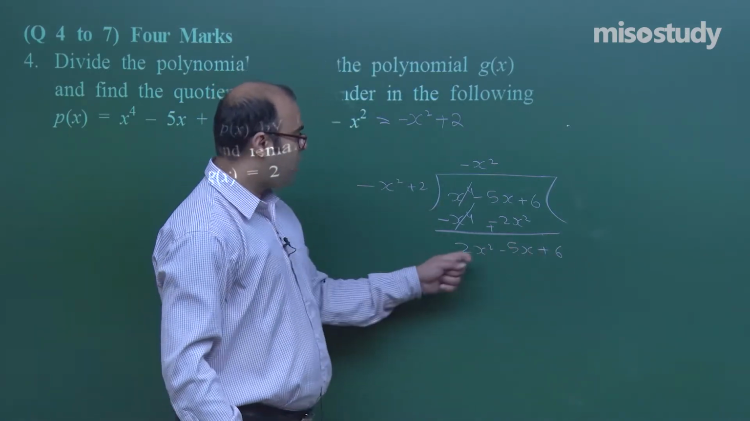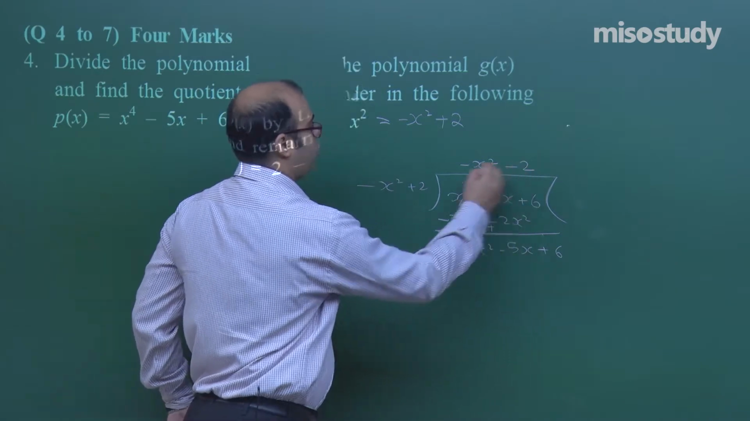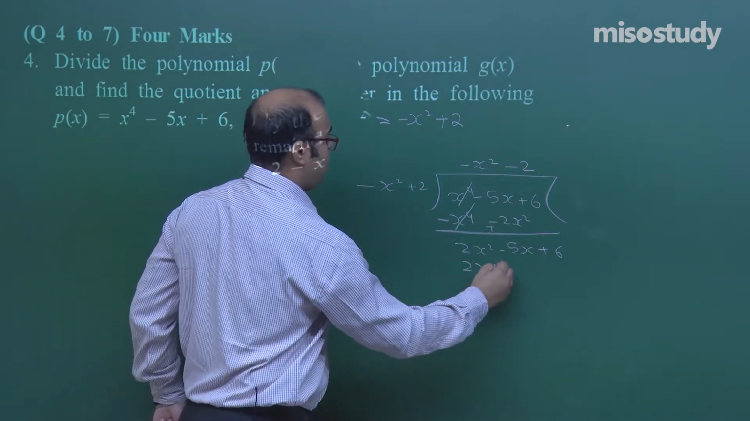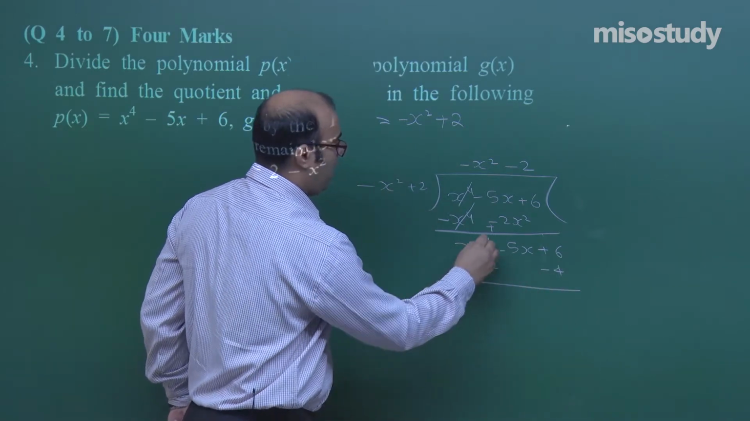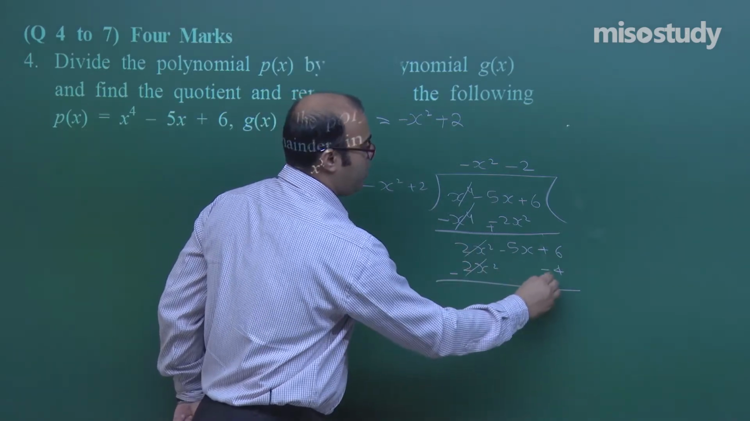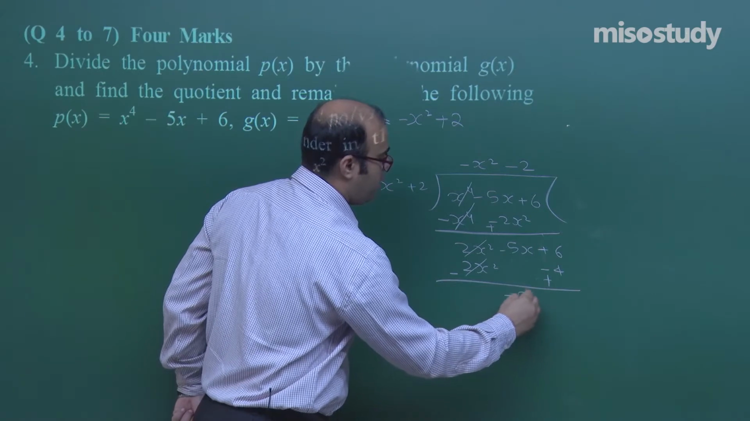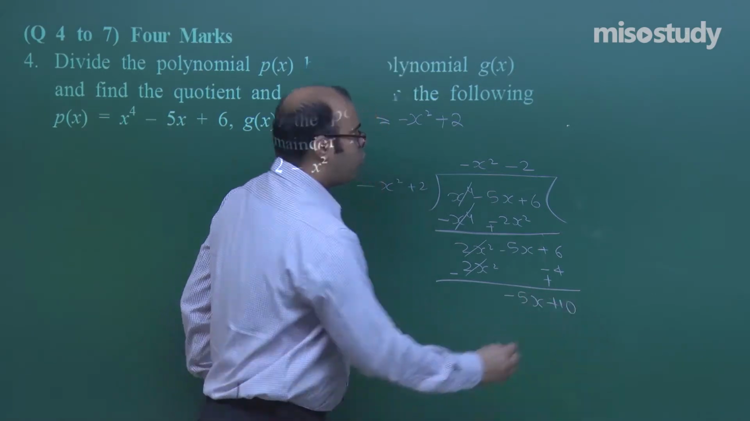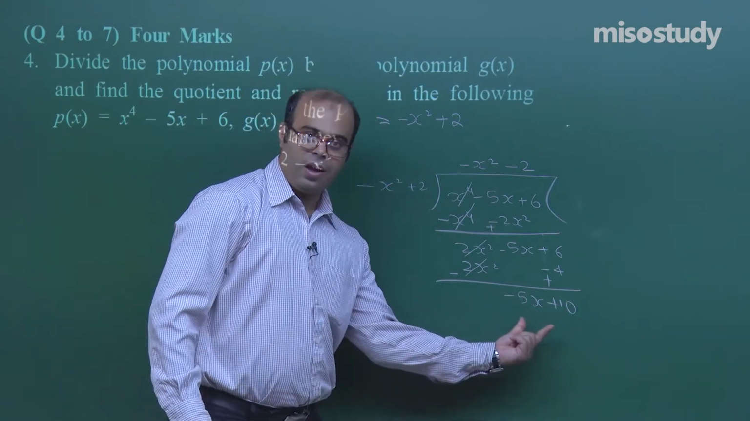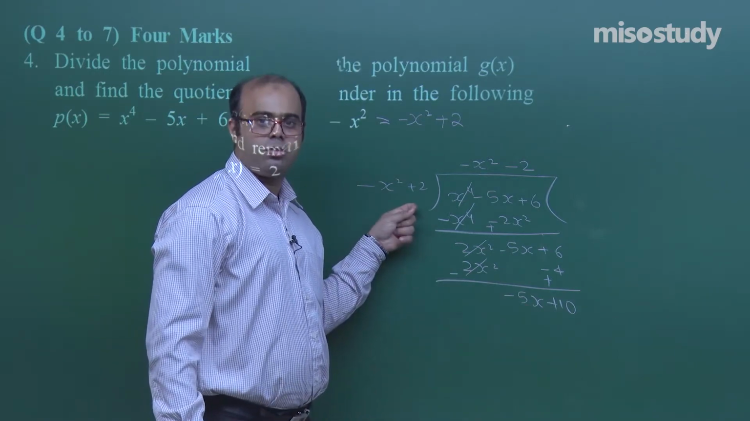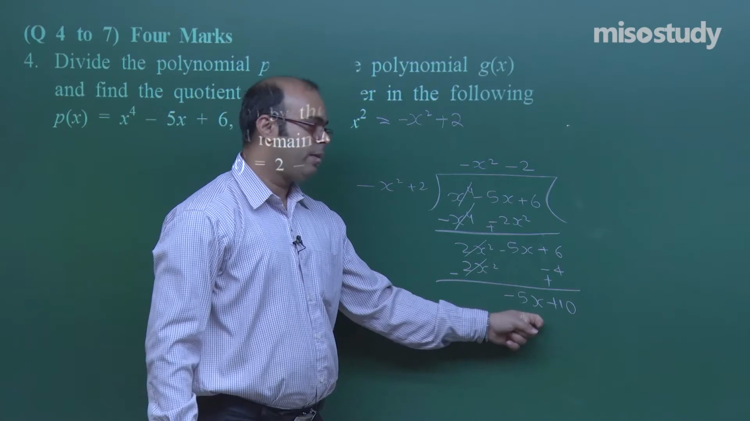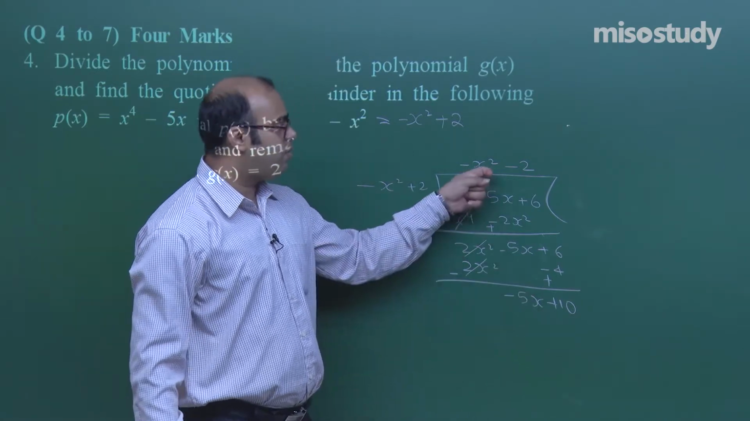Now when we further divide it, we will divide by minus 2. So this will become plus 2x square and this will become minus 4. This will become minus, this will cancel and this will become plus, this will become 10, minus 5x plus 10. So the remainder is minus 5x plus 10 because this is a degree which is less than the degree of the divisor, which is 2, and this is linear, 1 degree. So this is our remainder, this is our quotient.